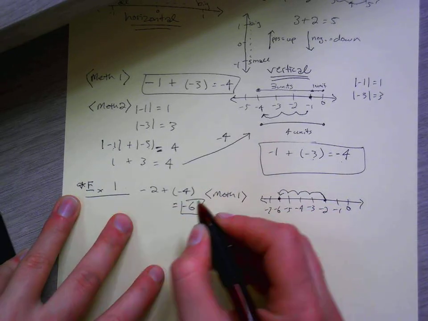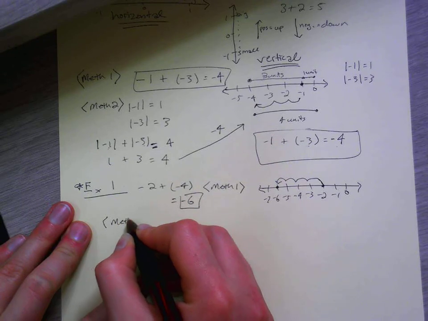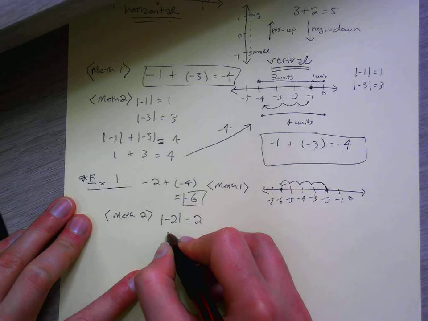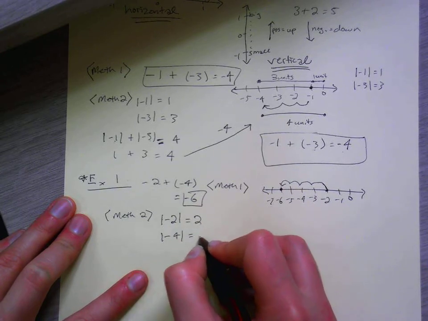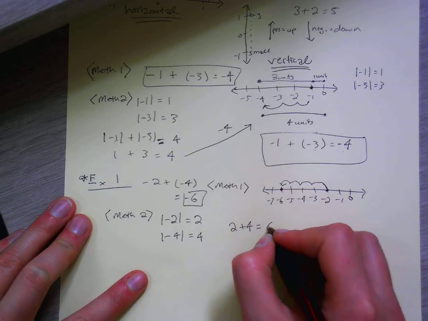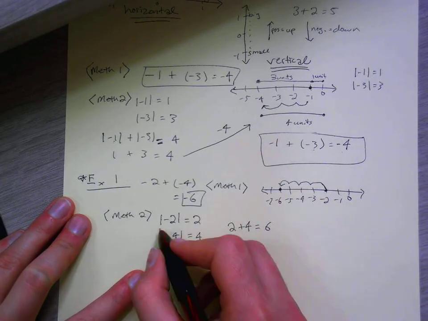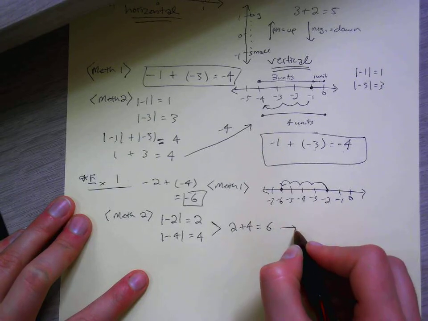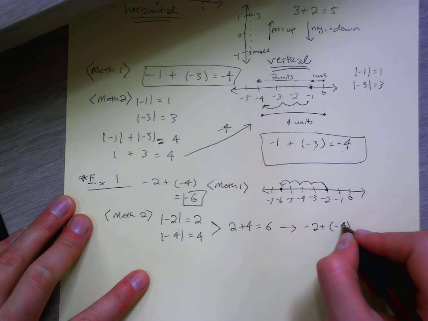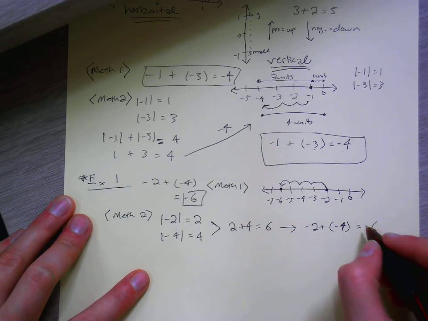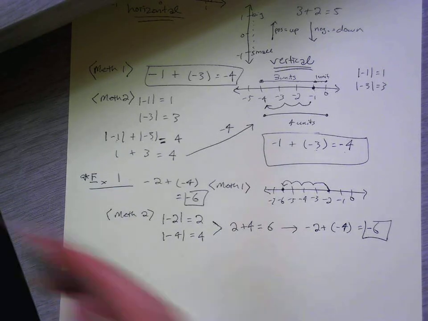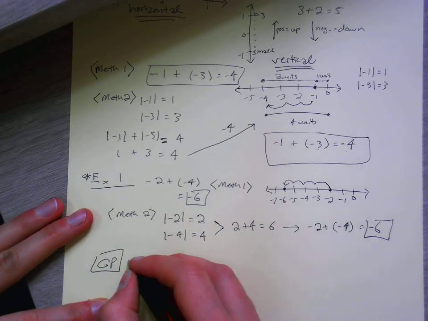Or you could do method 2, where you find the absolute value of -2 equals 2. Absolute value of -4 equals 4. Then you could say 2 plus 4 equals 6. Therefore, our absolute value answer is 6. So we know, because it's two negatives, -2 plus -4, that our total answer is going to be -6. Okay? Go ahead and pause and try guided practice 1 and 2.